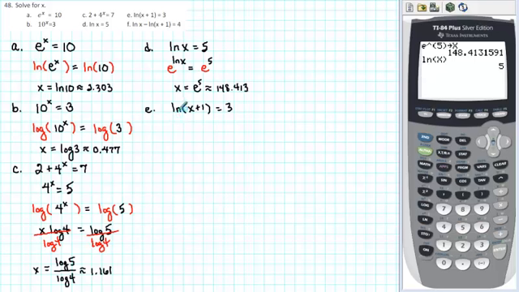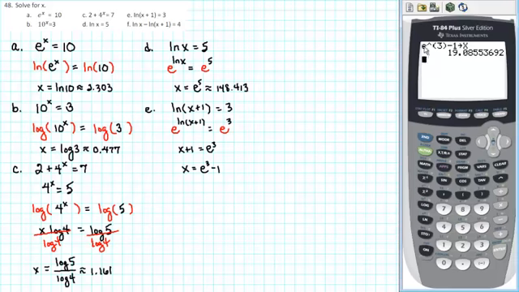For part E, we have the natural logarithm of x plus 1 is equal to 3. To undo the natural logarithm, we'll need to exponentiate both sides base e. On the left-hand side, the exponentiation base e undoes taking the natural logarithm, and that leaves us with the argument of the logarithm, which is x plus 1. So we have x plus 1 is equal to e cubed. Finally, to solve for x, we take away 1 from both sides, and that gives us x is equal to e cubed minus 1.